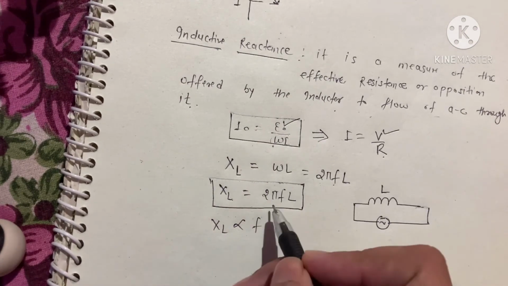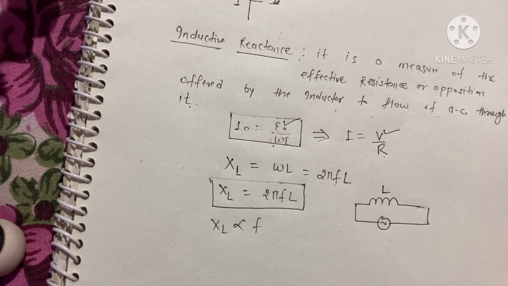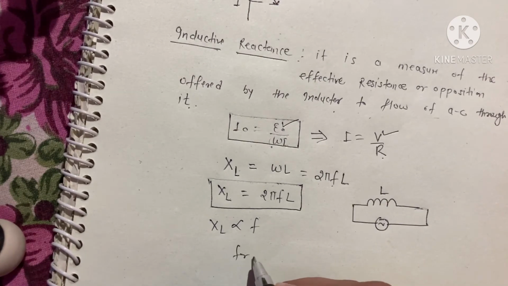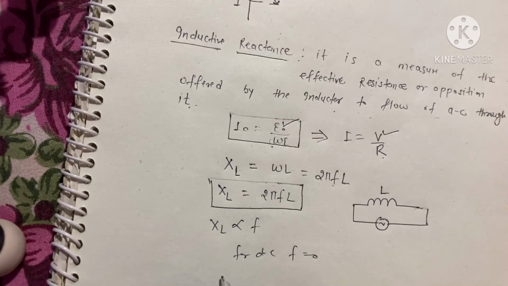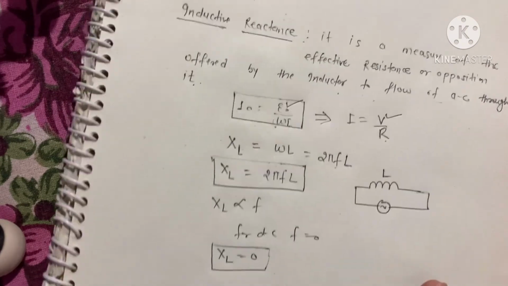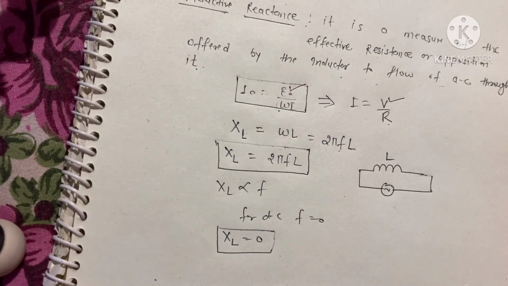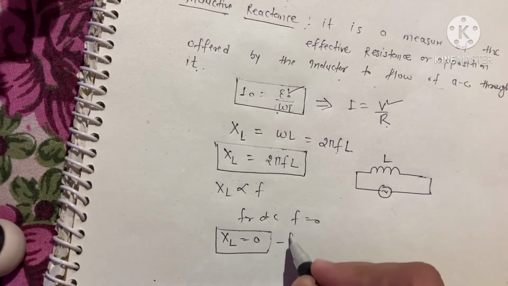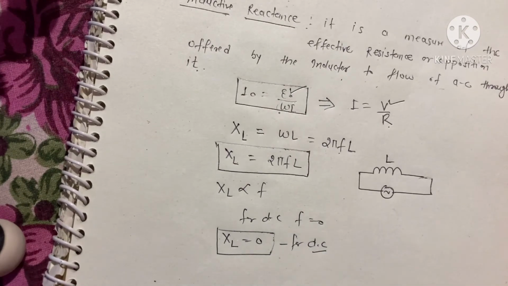Now look at this equation for DC. Students, we know that the frequency of DC is 0. For DC, F is equal to 0, so the inductor will not offer any opposition to DC. It means the inductor allows DC, but it blocks AC. If the frequency is very high, it will not allow the current to pass through it. Therefore XL is equal to 0 for DC, but it offers resistance for AC. This is inductive reactance.